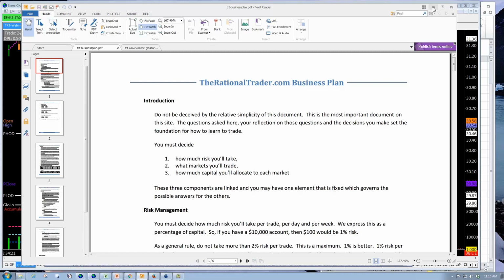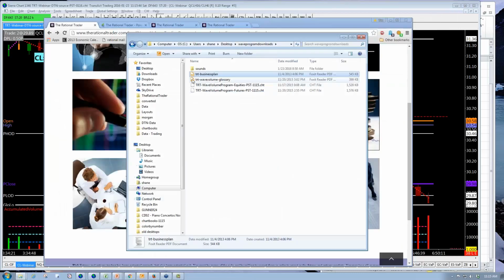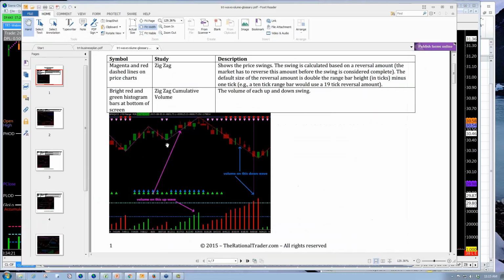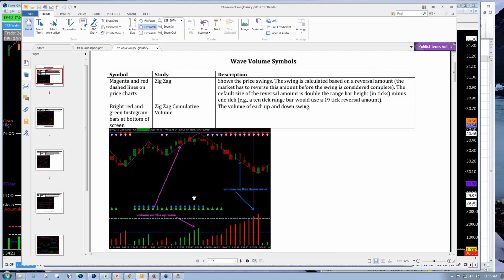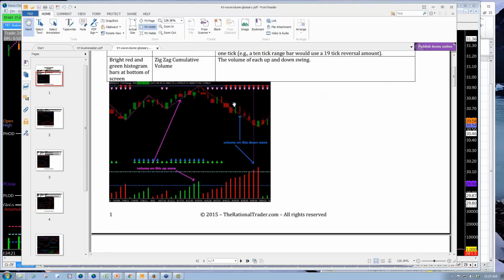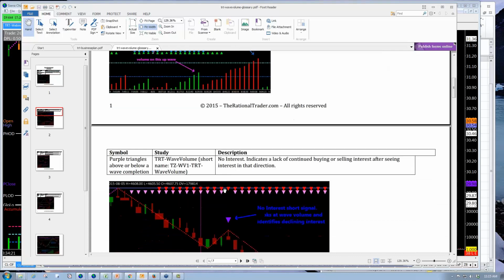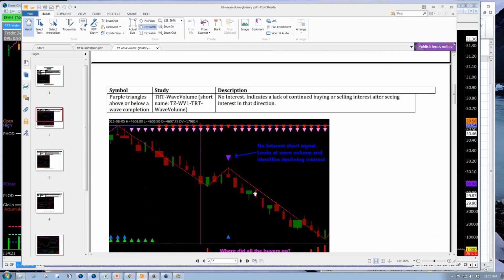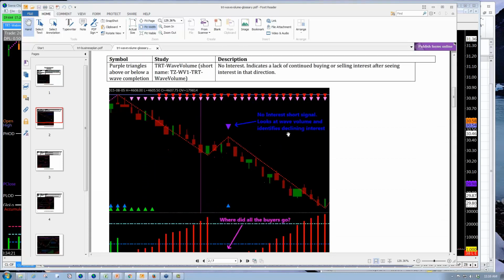The other thing that a lot of people really like here is the glossary this comes with. It shows the signals, and especially at the beginning, it's very useful to reference what all this stuff means. Okay, so here's the no interest short, which looks at the wave volume and identifies declining interest.